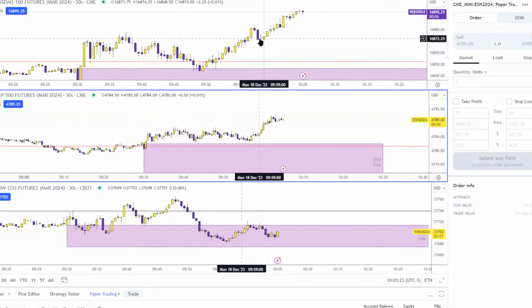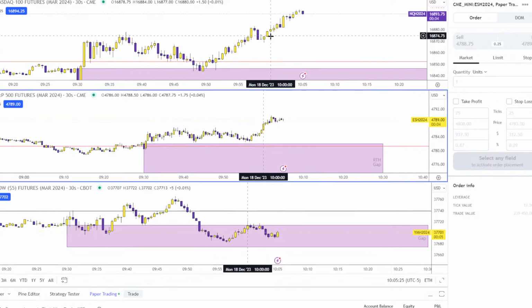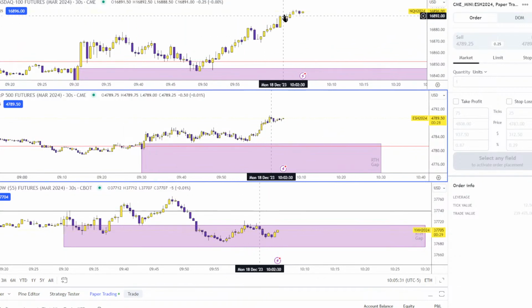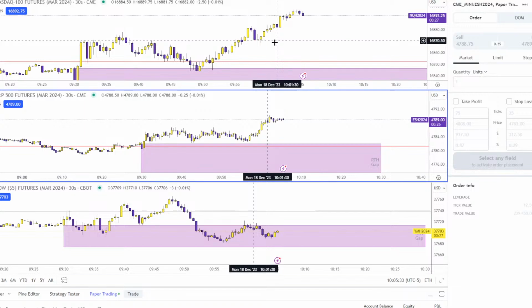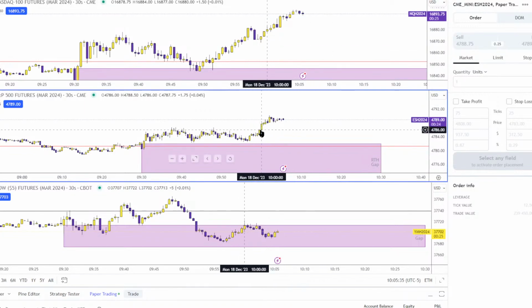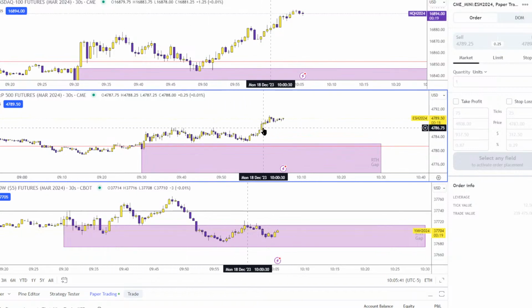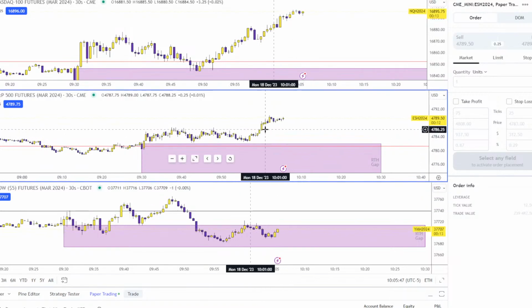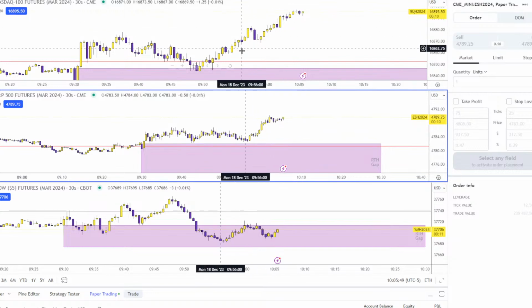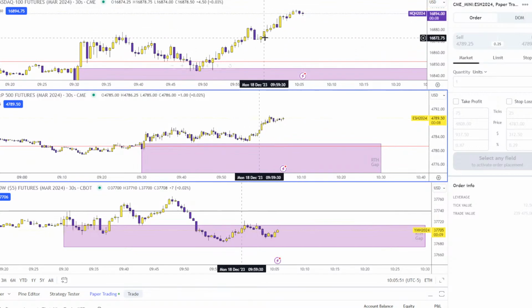There's 9:59 and 30 seconds. If we return into here, there's no other fair value gap on the 30-second. Right here is the 10 o'clock hour candle, right on the equal lows. So that's a potential silver bullet here, and a silver bullet here.